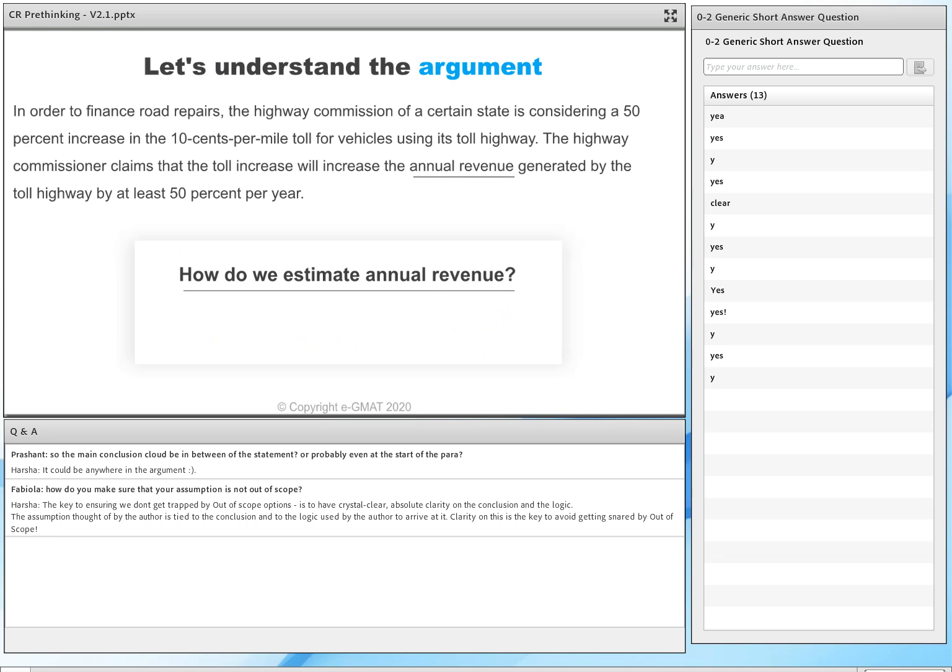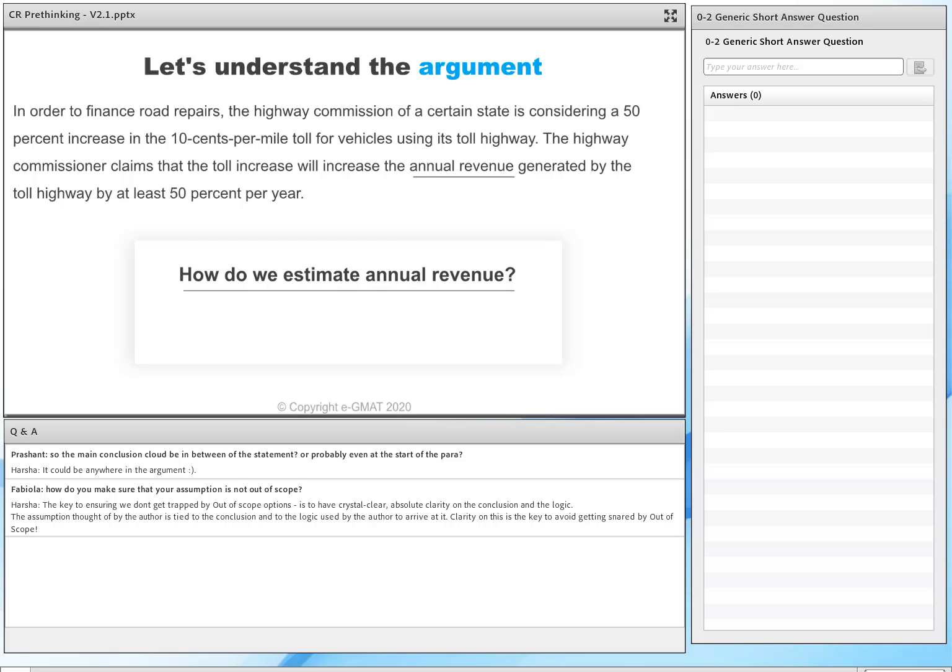Now, how do we estimate annual revenue? What's the formula to estimate annual revenue given the information in the argument? Remember, we're doing pre-thinking here. So how do I estimate annual revenue?